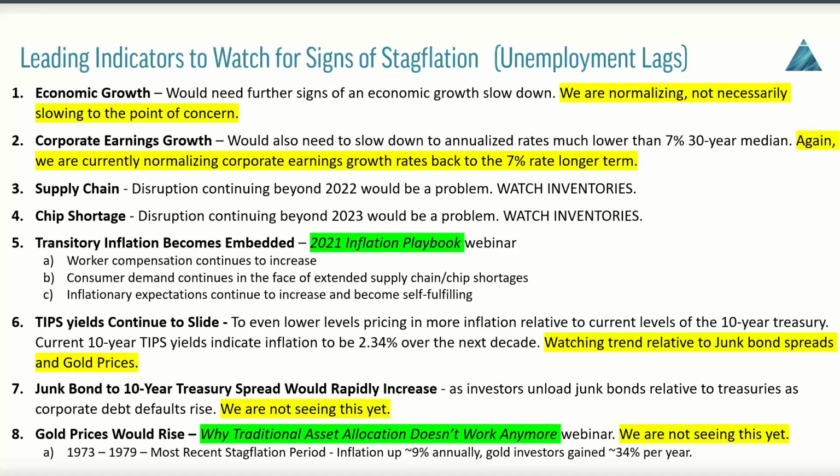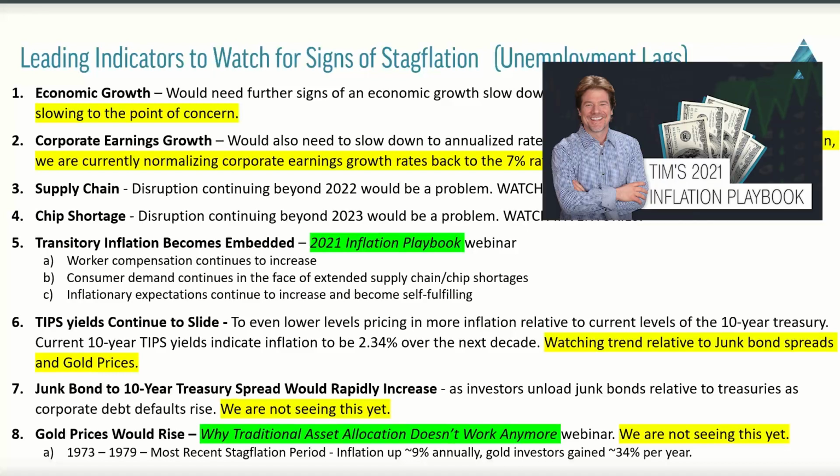The 5th point is that transitory inflation becomes embedded, right? This was the topic of an entire webinar that I did recently called the 2021 Inflation Playbook. If you haven't seen it, I would encourage you to watch it. I talk about worker compensation, consumer demand in the face of these supply chain issues, and inflationary expectations. A really good webinar. Have a look at it.